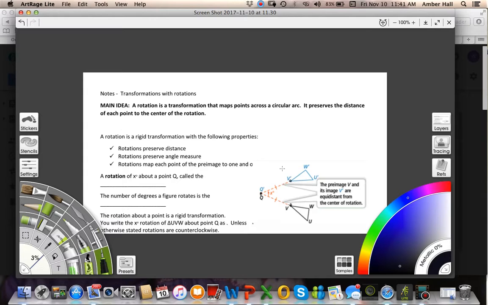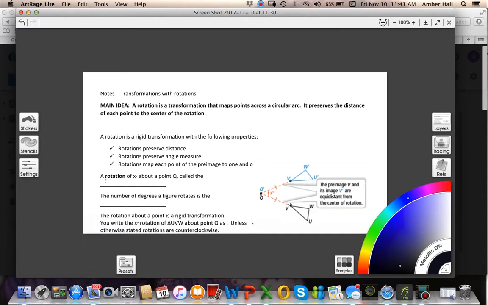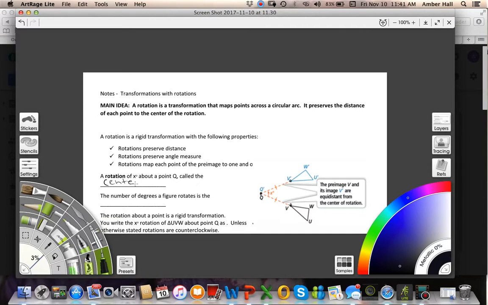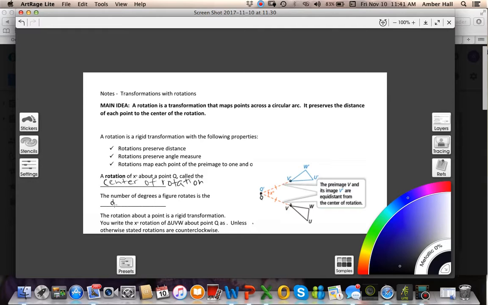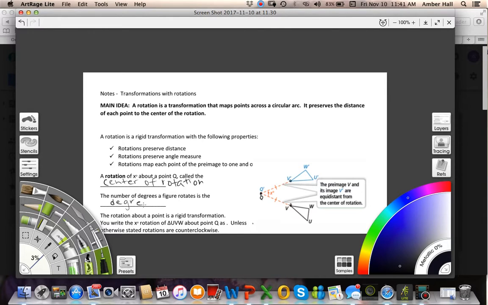And when we're rotating around something, that is called the center of rotation. And then we have how much we're rotating around, which is called the degree of rotation. Now those are both pretty self-explanatory. It's what we're rotating around, like on a merry-go-round. Those horses rotate around the center of the whole thing, the whole merry-go-round. And then the degree of rotation is just how much they're rotating.